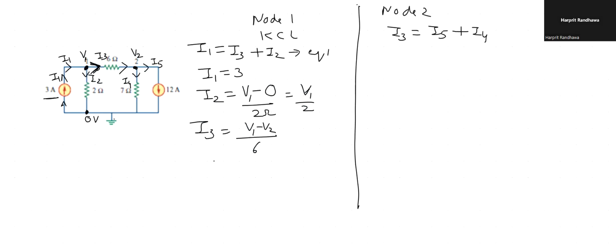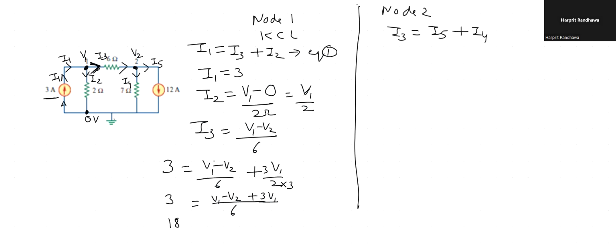So now plug in the values of I1, I2, I3 in equation number 1. I1 is 3 ampere, I3 is V1 minus V2 divided by 6, plus I2, which is V1 divided by 2. So we form this equation. Now we will do the math. 6 times V1 minus V2, plus this 2 goes here, 3 multiplied here. So 3V1 is equal to 3. That gives me 18 equals V1 plus 3V1, which gives 4V1 minus V2. So this is the equation that we formed from the KCL law for node 1.